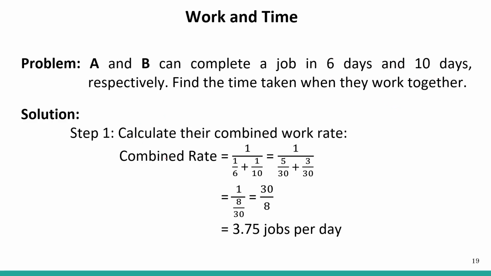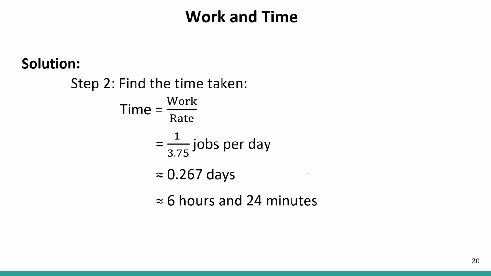Step 1 is calculating the combined work rate. The combined work rate will be 1 by 6 plus 1 by 10, that is equal to 8 by 30, so 3.75 jobs per day is the answer. In step 2, we find the time taken. Work by rate is equal to time. So 1 by 3.75 is equal to 0.267 days, so 6 hours and 24 minutes is what they take to complete the task.